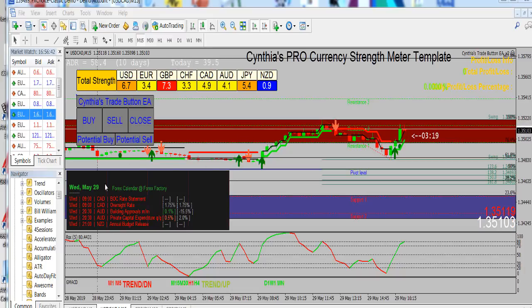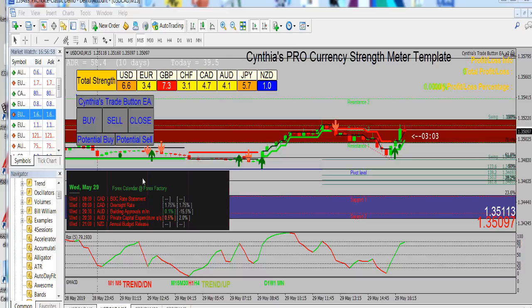But the very valuable thing about the Forex Factory calendar indicator here is that 30 minutes before a news event, it gives you a pop-up alert. I forgot to mention that.